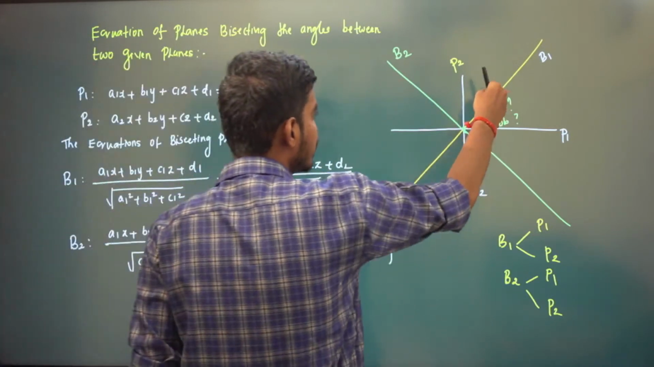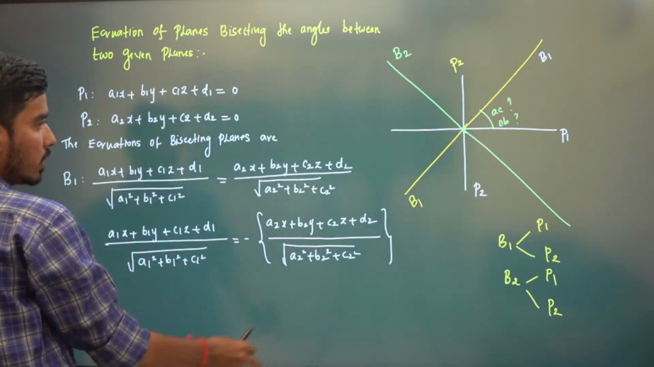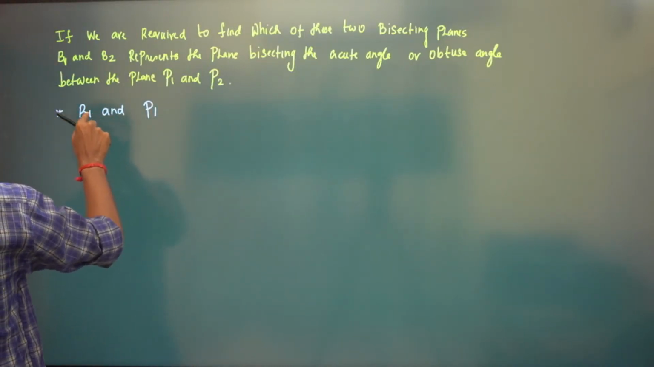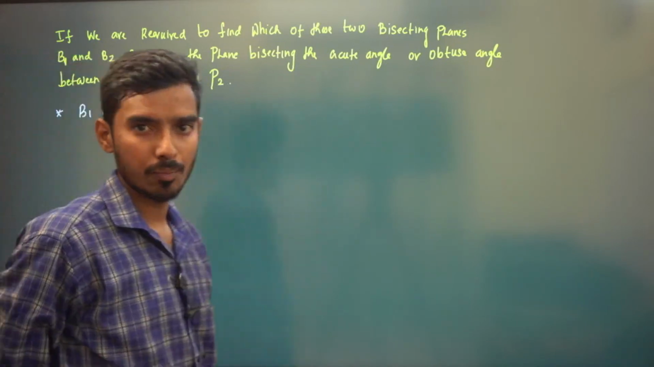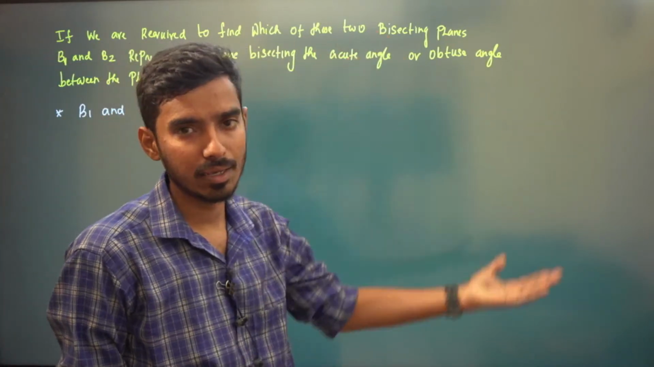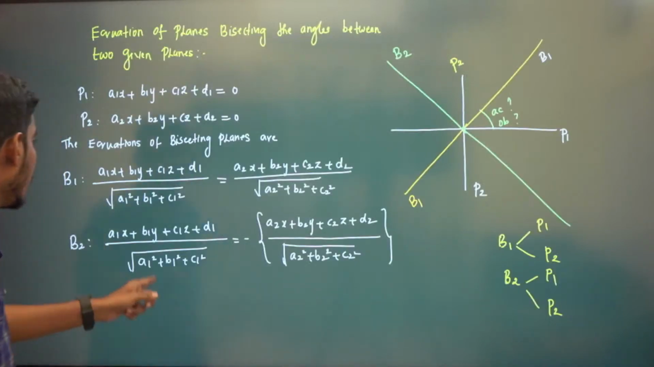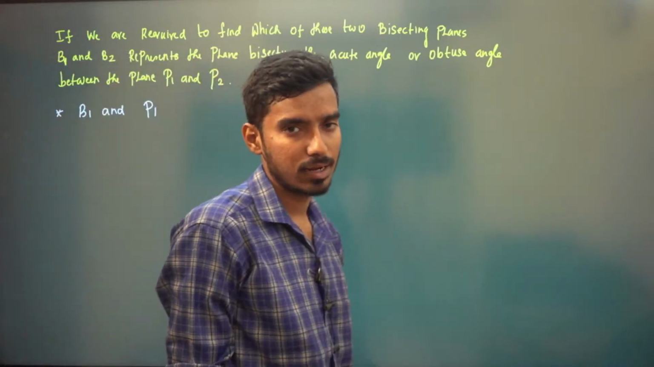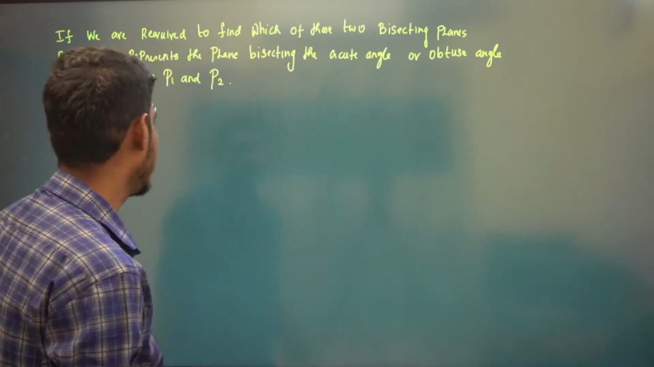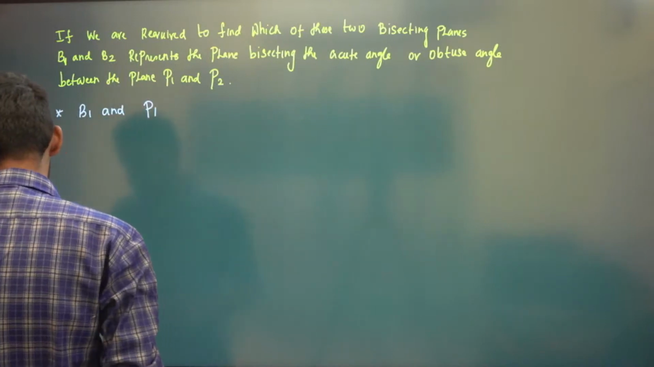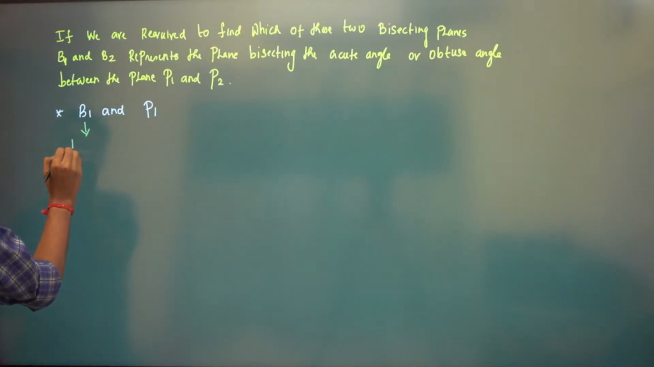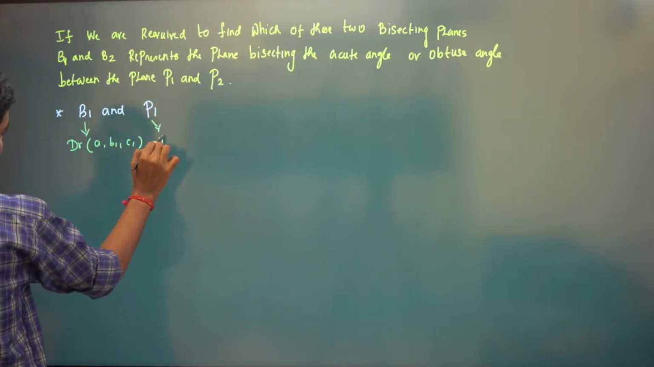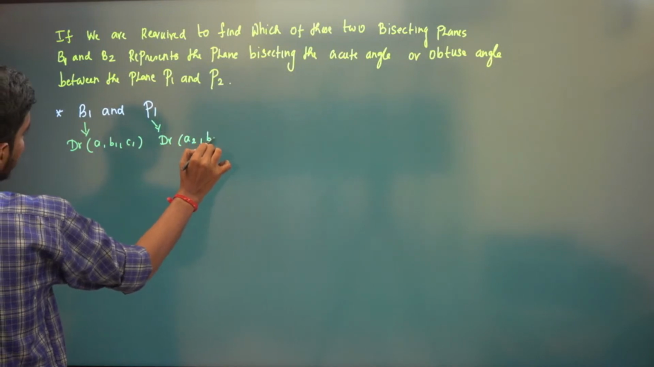Now, how to find whether this angle is acute or obtuse? Let us take B1 and P1 as two planes, right? So you already know the equation of B1 and you already know the equation of P1. Yes or no? P1 is the plane that is already given. And B1 is the one which you already found using this formula. That means you know the equations of two planes in general form. That means you know the direction ratios also, right? Let us say this direction ratio is A1, B1, C1. Let us say this direction ratio is A2, B2, C2.